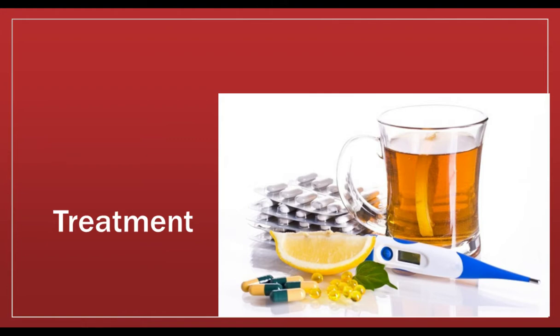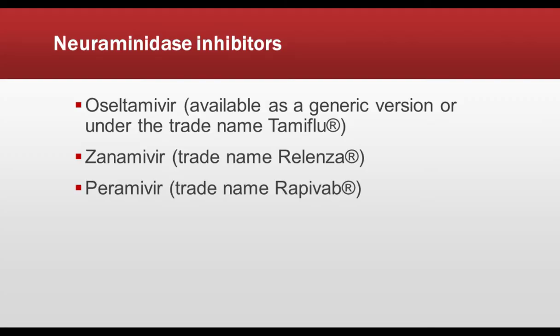Switching gears now, just spend a little bit of time on treatment. The mainstay therapies are neuraminidase inhibitors. There are 3 available in the United States. The one you know most commonly is oseltamivir, available now as a generic version or the trade name Tamiflu. And this is a tablet you take for 5 days. Zanamivir is an inhaled neuraminidase inhibitor, so you can't use it in people who've got respiratory illnesses like asthma. And peramivir is a more recent antiviral given intravenously.